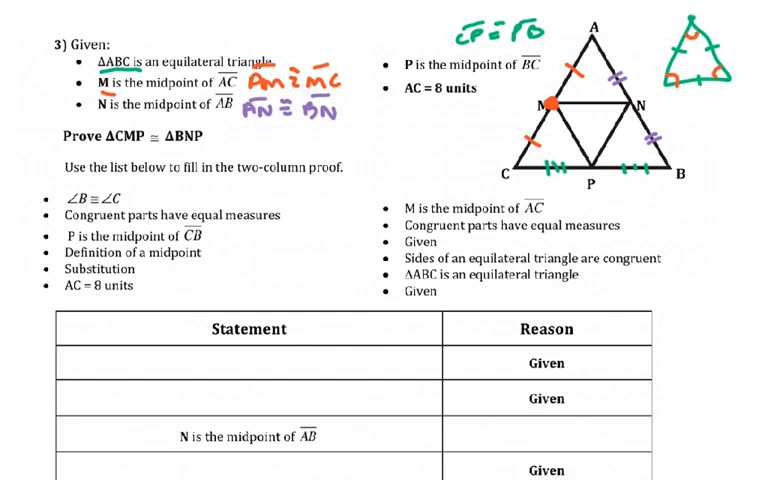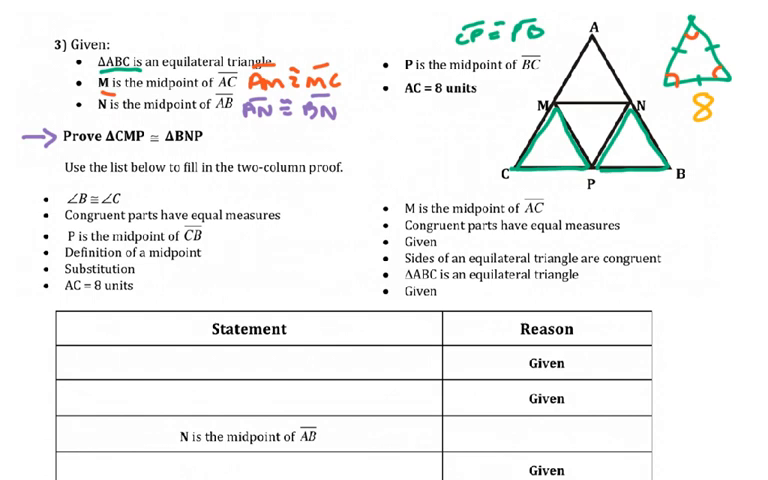Another piece of information I'm given is that AC, this piece right here, is equal to 8. If it's equal to 8, I also know this side is equal to 8 because an equilateral triangle means all the sides are equal. I also know this is 4 and this is 4 because a midpoint splits it in half. So my job here is to prove that triangle CMP, and I'm going to erase all these marks I have here, but triangle CMP, this triangle, is congruent to BNP.